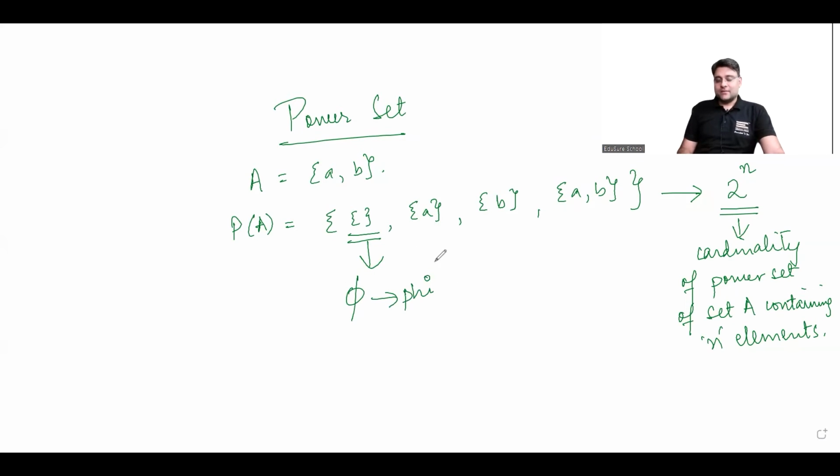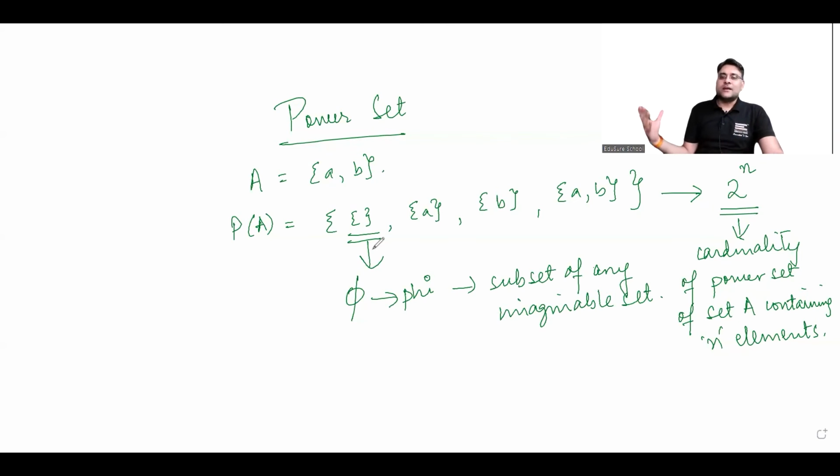Okay, this blank set is also called phi. That is, no element is there in the set. Phi is a subset of any imaginable set. Okay, nothing is a subset of any imaginable set. Any set having one element, 50 elements, infinite elements, all of them will have phi as a subset, right? So that's one of the subsets in the power set. Okay, so that's about the power set.